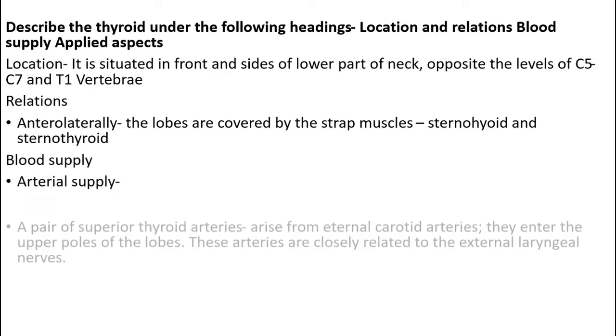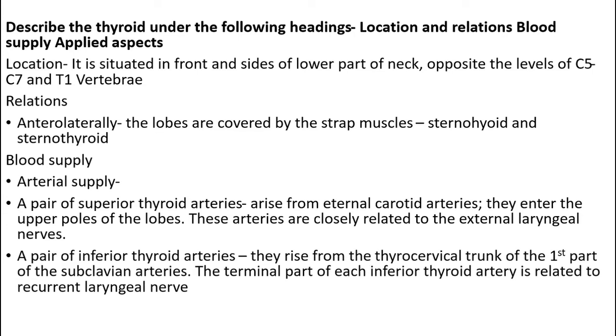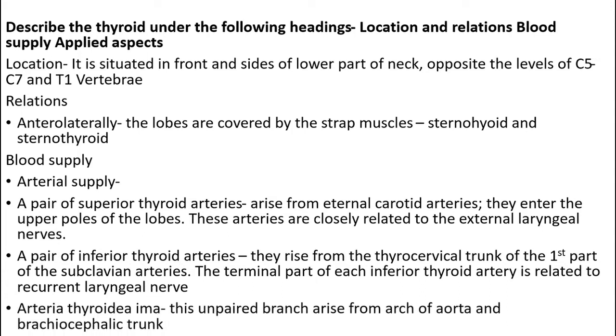Blood supply, arterial supply: a pair of superior thyroid arteries arise from the external carotid arteries. They enter the upper parts of the lobes. These arteries are closely related to the external laryngeal nerves. A pair of inferior thyroid arteries arise from the thyrocervical trunk of the first part of the subclavian arteries. The terminal part of each inferior thyroid artery is related to the recurrent laryngeal nerve. Arteria thyroidea ima is the unpaired branch arising from the arch of aorta or brachiocephalic trunk.